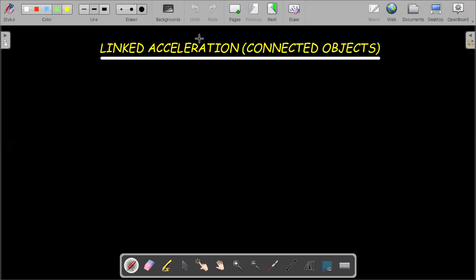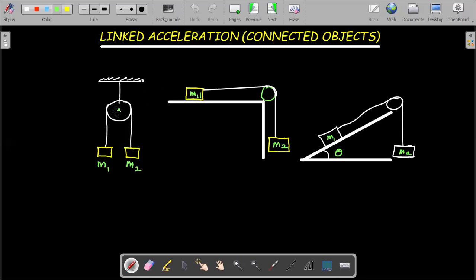Okay, we used to have something like this, where we have two objects passed over a pulley. Okay, and then the system is attached to a rigid support. Sometimes we could also have two objects positioned in this form. Let's call this one case A, this is case B, this is case C. There are other cases, but let's look at these three first.